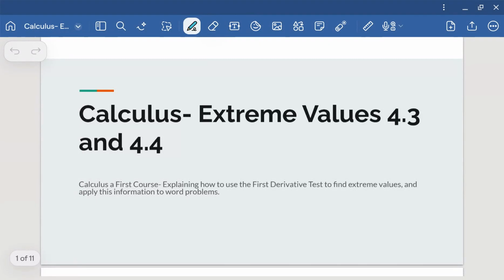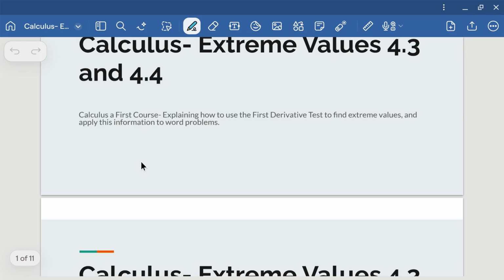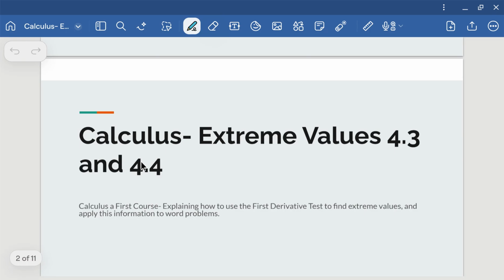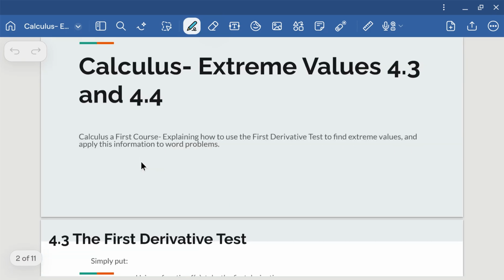We're moving on in calculus in chapter 4, which is the extreme values unit. This is going over section 4.3 and 4.4 of the Calculus: A First Course textbook, explaining the first derivative and how to find extreme values, especially when it has some word problems. So the first part, 4.3, is using the first derivative.